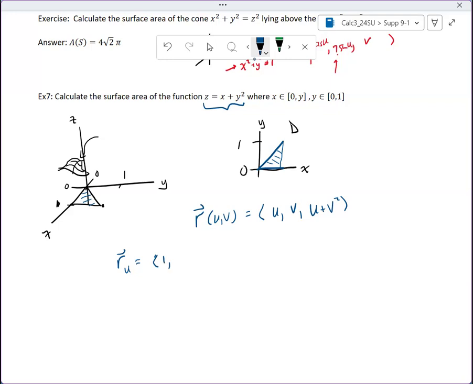dr du is 1, 0, 1. In general, r_u would depend on u and v, but for this particular parameterization, this particular function, it doesn't happen to. And r_v is 0, 1, and then 2v. So for dr dv, we do see a dependence on v, but no dependence on u. It's a fairly simple function, and picking x equals u, y equals v makes those first two components pretty simple as well.